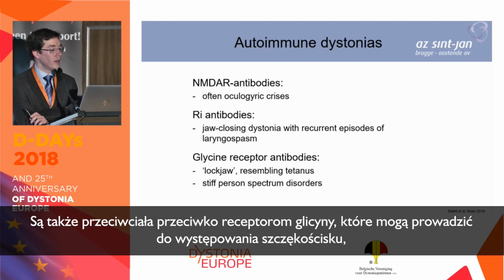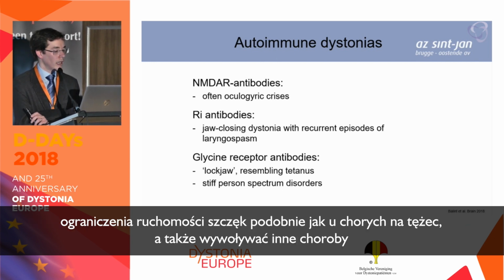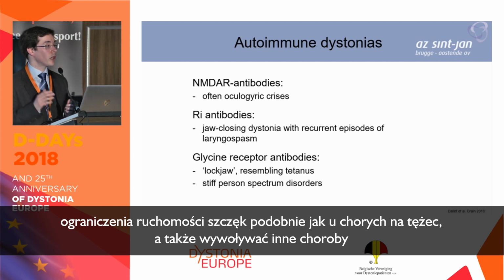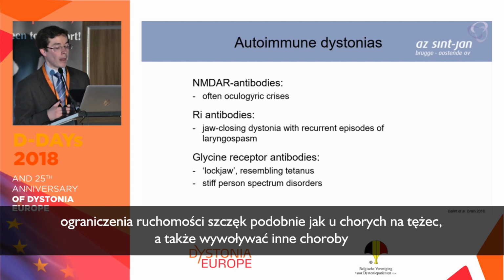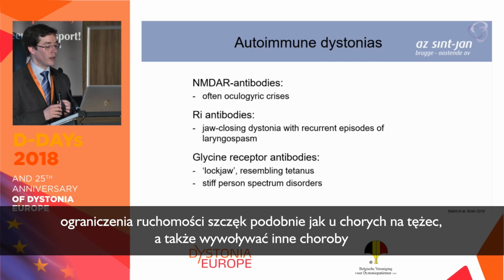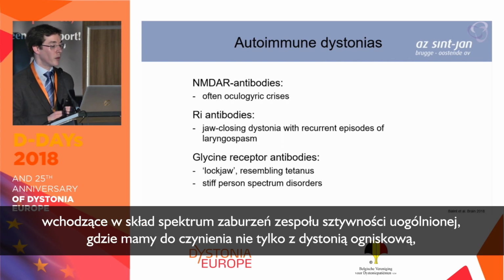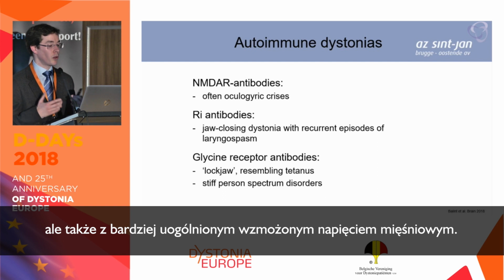There's also glycine receptor antibodies that can give rise to lockjaw, so a kind of jaw closing dystonia that really resembles tetanus, and they can also give rise to other diseases that are part of the stiff person spectrum disorders, where there's not only a focal dystonia but also more generalized hypertonia.